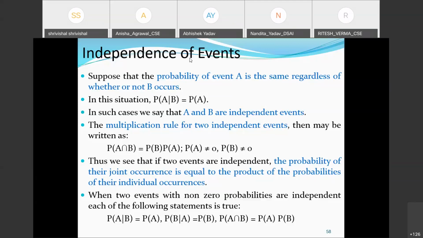So here we are defining that the probability of an event A is the same regardless of whether or not B occurs. Correct? So in general, we are defining P(A|B). The moment we say A given B in the aspects of probabilities, we are interested to find out the probability of A with respect to the given information corresponding to B. This is our understanding in the conditional probabilities. If you remember our previous discussion, we have written P(A|B) is equal to P(A and B) divided by the probability of B. But here we are writing the probability of A given B is equal to the probability of A.